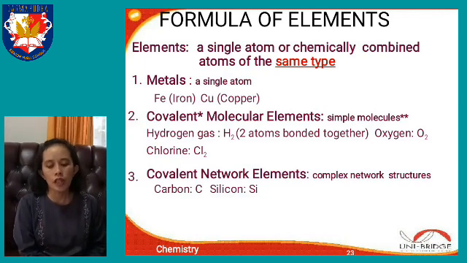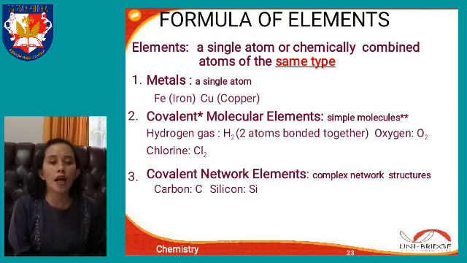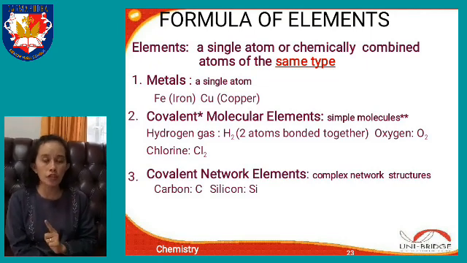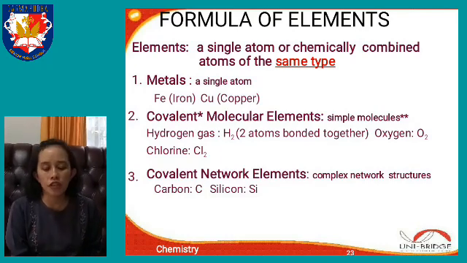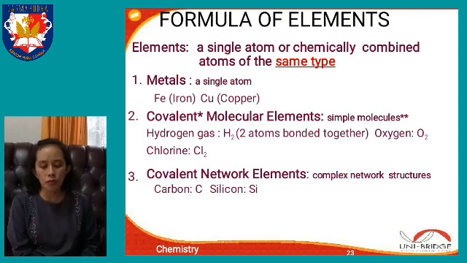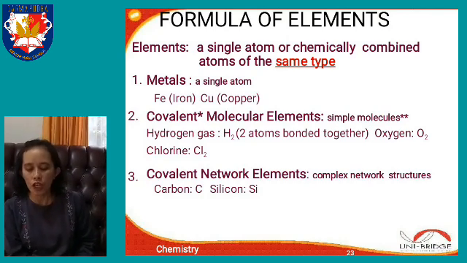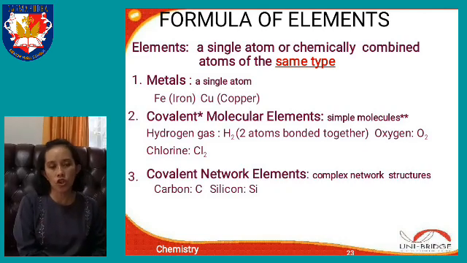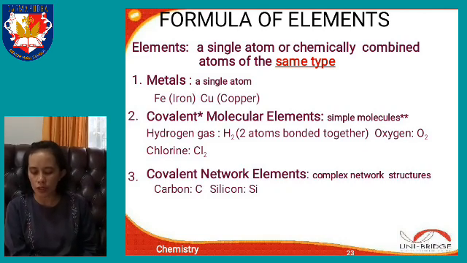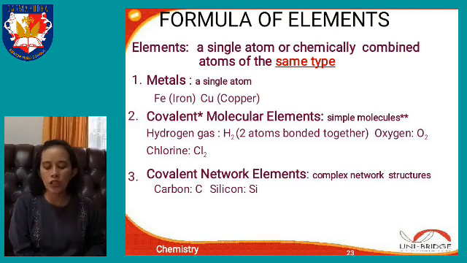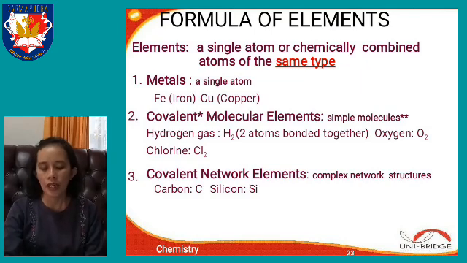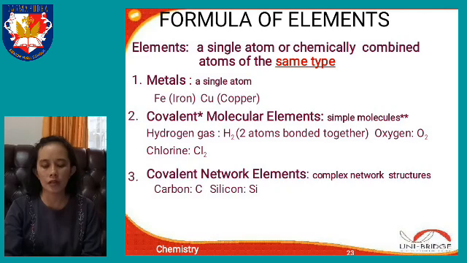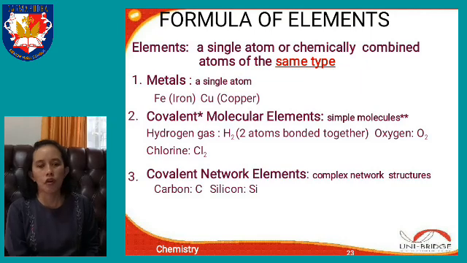The second one is covalent molecular elements. Covalent molecular elements means atoms join together with another atom by sharing their valence electrons. The examples here are hydrogen gas and also oxygen. The third group is covalent network elements. Covalent network elements means that atoms join together with another atom by covalent bonding in a continuous network through the material. These are examples of elements bonded together by covalent network bonding: diamond and also graphite.